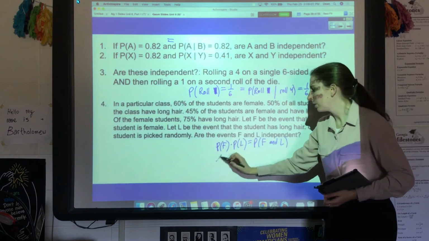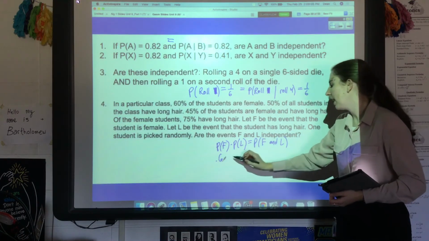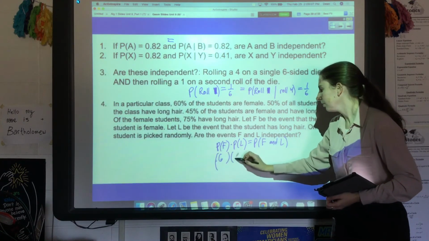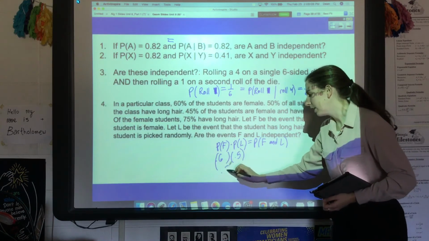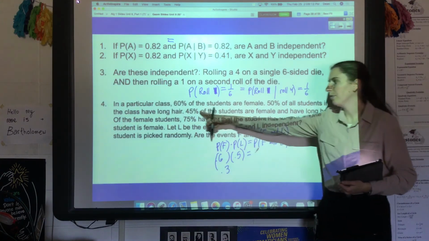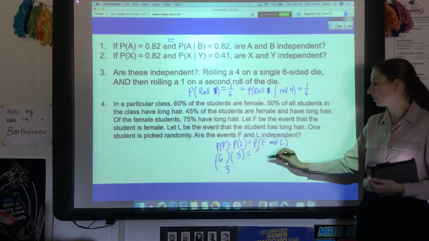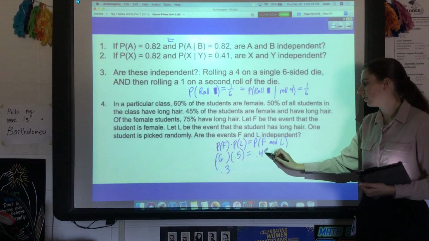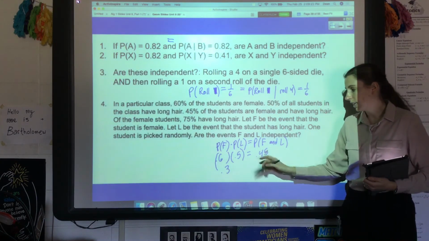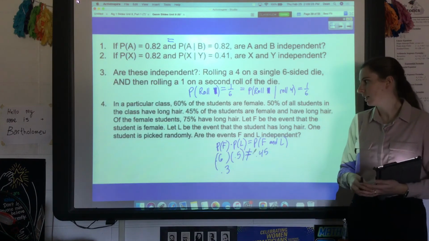Female was 0.6, long hair was 0.5, and that is 0.3 if we multiply those. And then it said 45% of the students are female and have long hair, so that's the both, so 0.45. Since these are not equal, that tells me they are not independent.